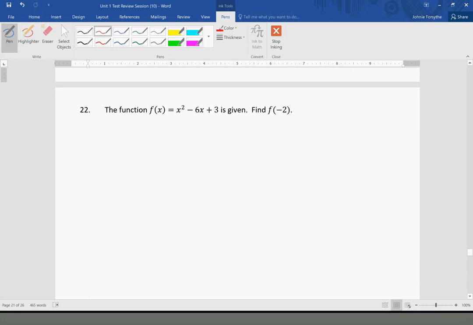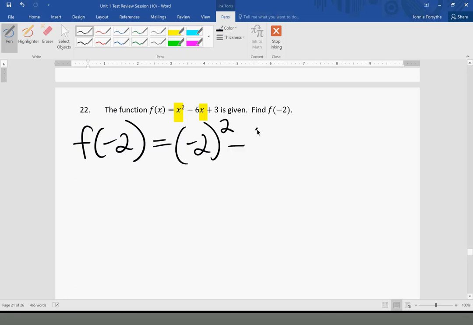All right. The function f of x equals x squared minus 6x plus 3. Find f of -2. This is basically having you practice function notation. All this means is that we are going to plug in -2 everywhere we see x. So that's going to be -2 squared minus 6 times -2 plus 3. Everywhere we see x, we're plugging in -2.